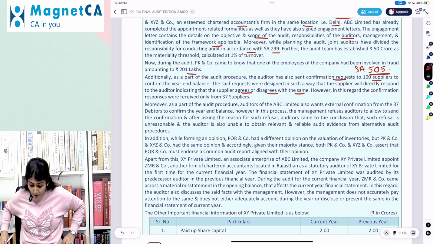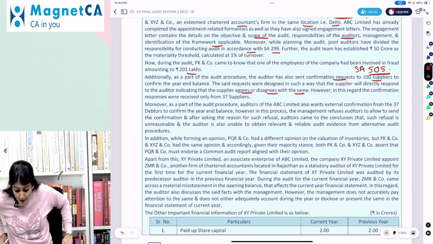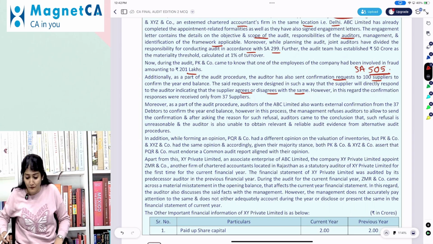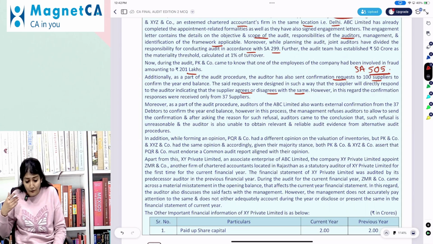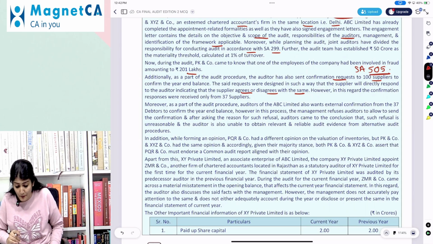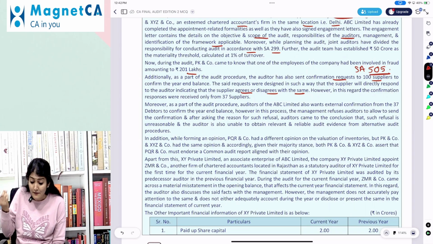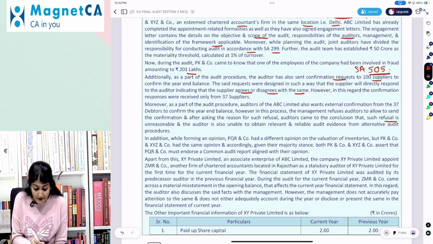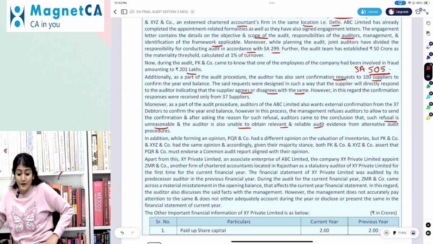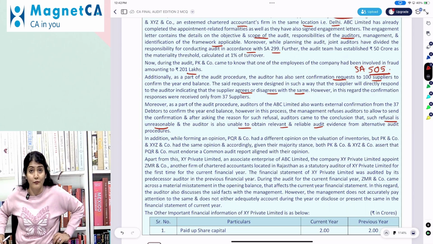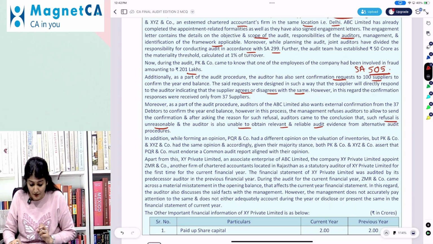Moreover, as a part of the audit procedures, auditors of ABC also want external confirmation from the 37 debtors to confirm the year-end balance. However, in this process, the management refuses to allow the auditor to send the confirmation, and after asking the reason for such refusal, the auditor came to the conclusion that such refusal is unreasonable and the auditor is unable to obtain relevant reliable evidence from the alternative audit procedure. So it's a limitation on scope.